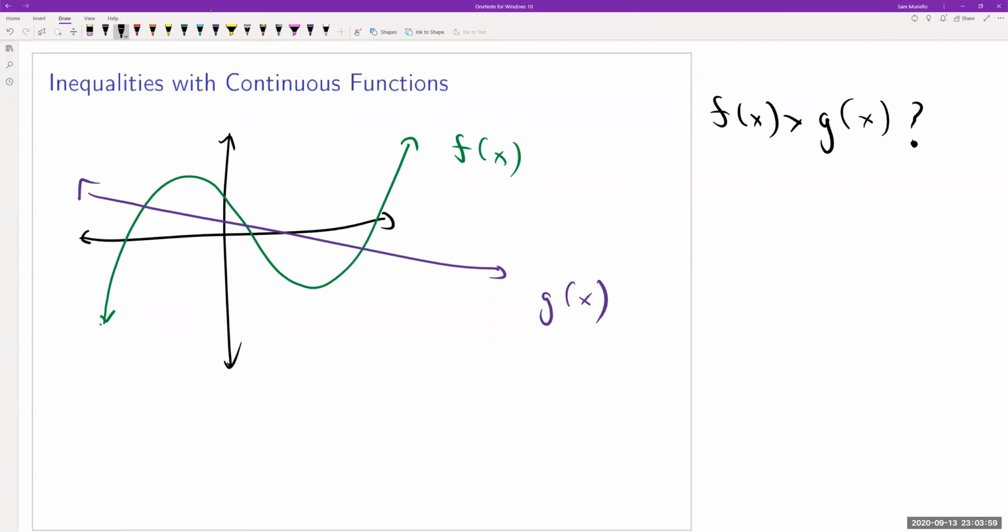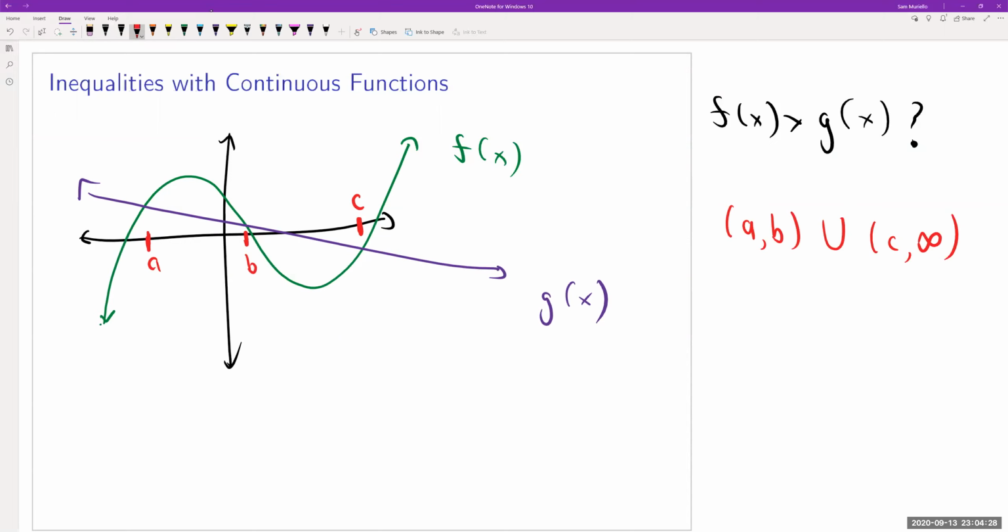Well, in order to determine this, I will notice that this is the case on two places, from here to here, and then from here onwards. If I label these x values as a, b, and c, then I would say that this is true on the interval from a to b and the interval from c to infinity.